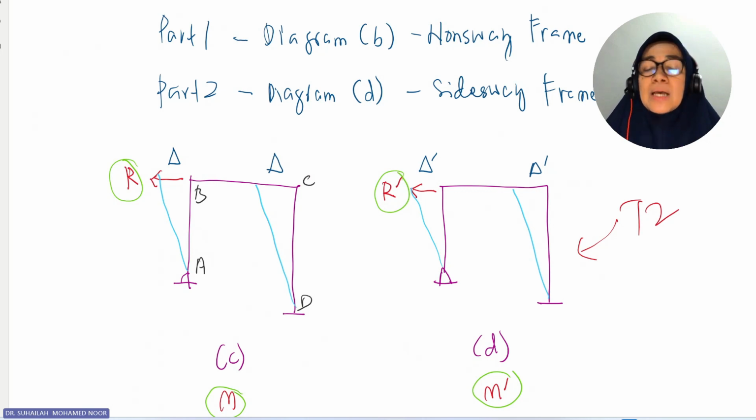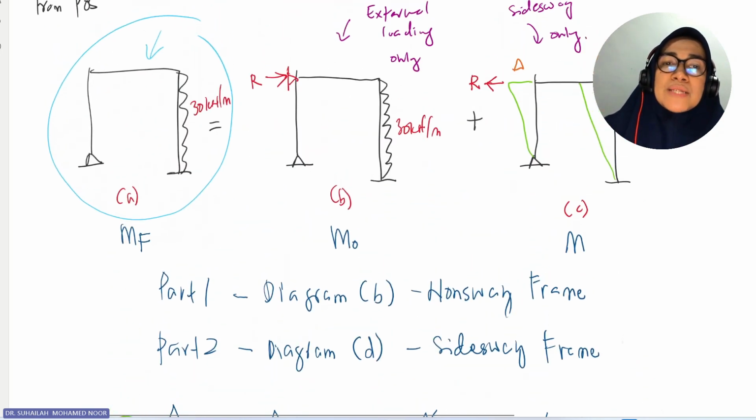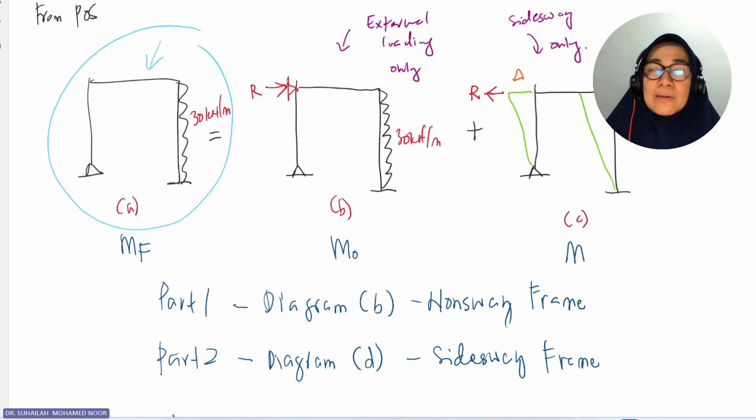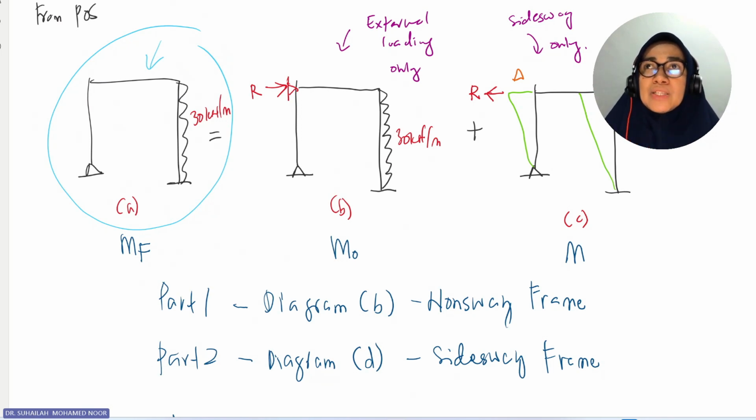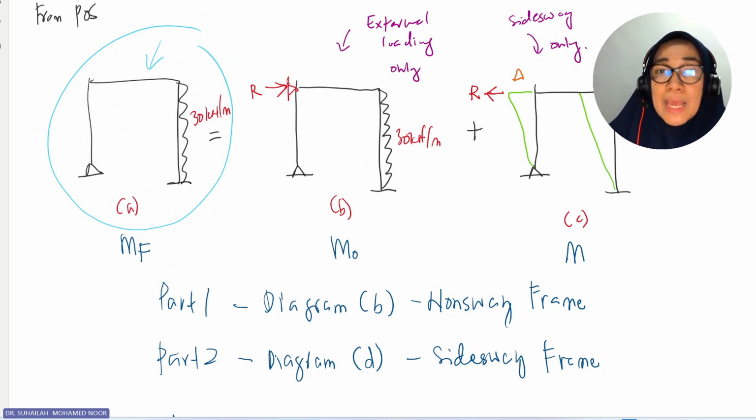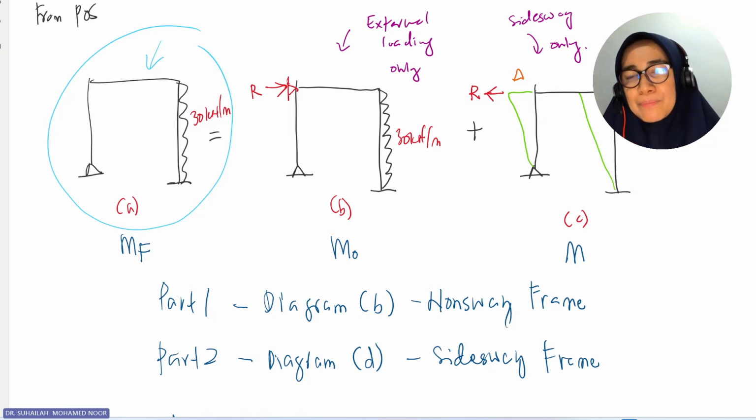So in order to get the final end moment in diagram A, we use the principle of superposition. It is M naught plus M. To get the final end moment, it is M naught plus M. Look at the diagram. We follow the formula, the principle of superposition. Final end moment is equal to M naught plus M.